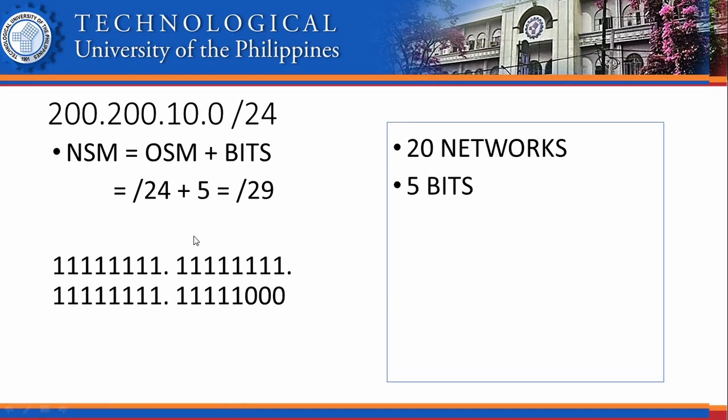Nakita natin yung first multiple of 8, ba, 8, 16, 24. Plus from here, bibilangin mo yung natira. 24, 25, 26, 27, 28, 29. Tapos, from binary notation, kailangan natin siya i-convert into decimal notation. Bawat isang octet, yung total niyan, 255. So, 255, 255, 255.